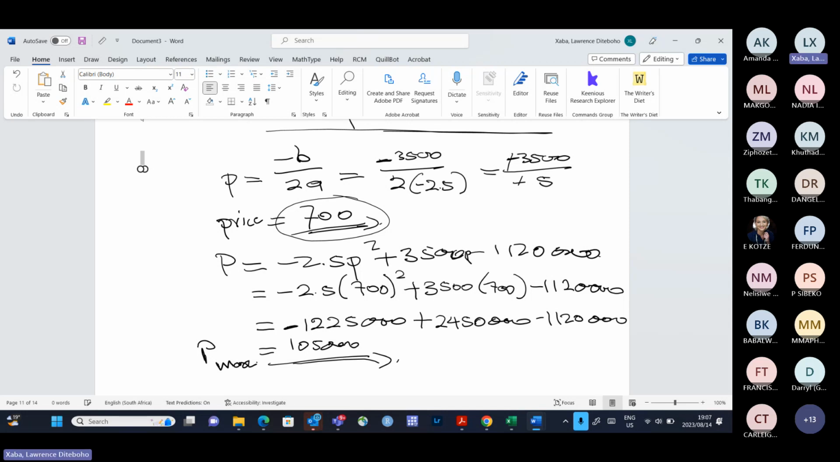So if we decide to sell with the price of 700 and the units that you are producing, we can make this maximum profit. So this is the price of the units that we are producing. Now, after producing it, we are saying that unit, we are selling it at 700. And when we are selling it at 700 Rand, we stand a chance of making this maximum profit.